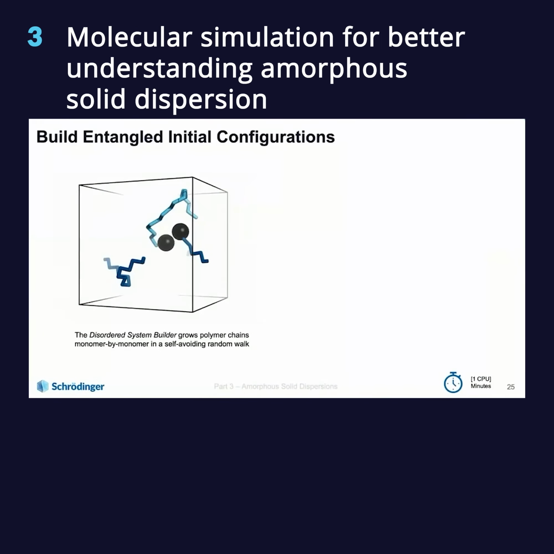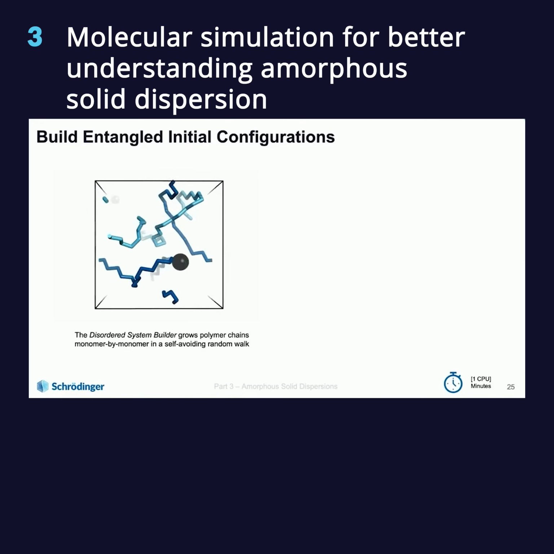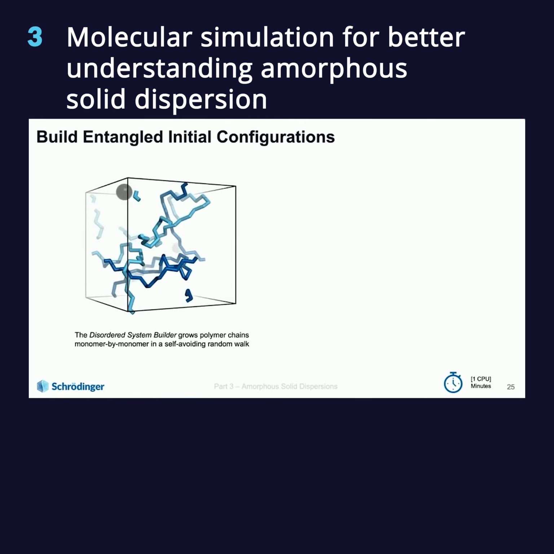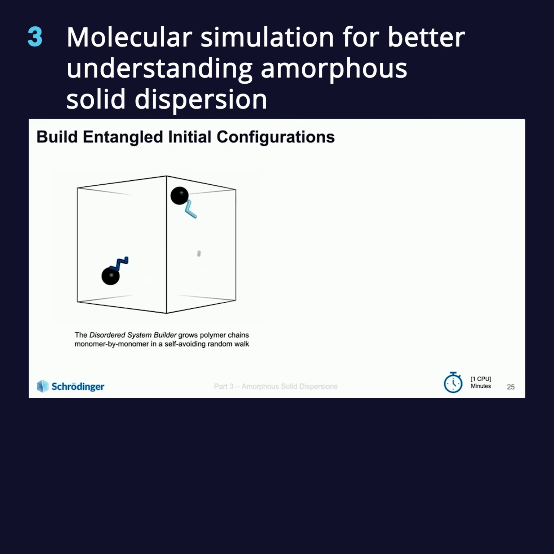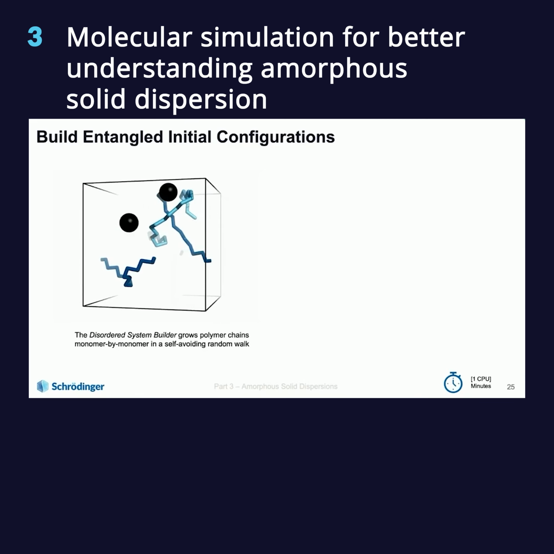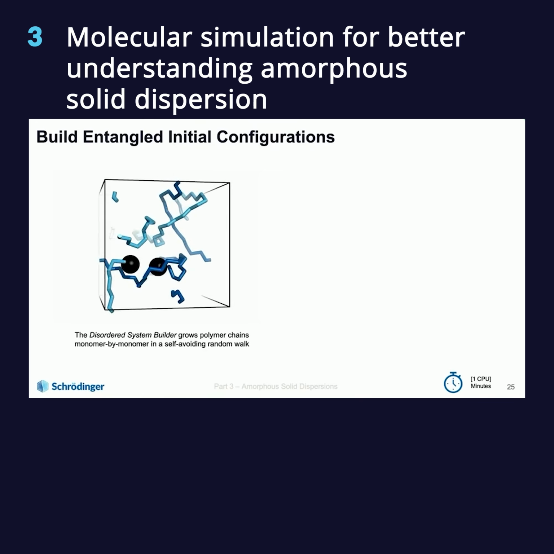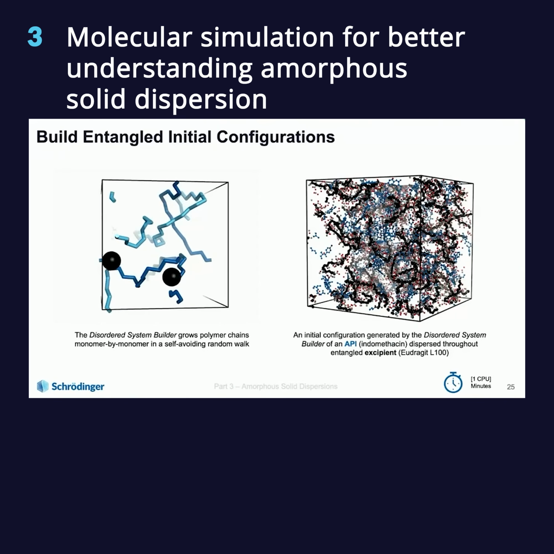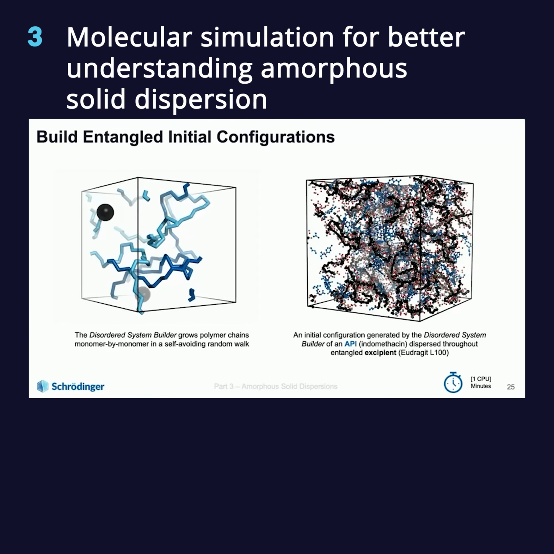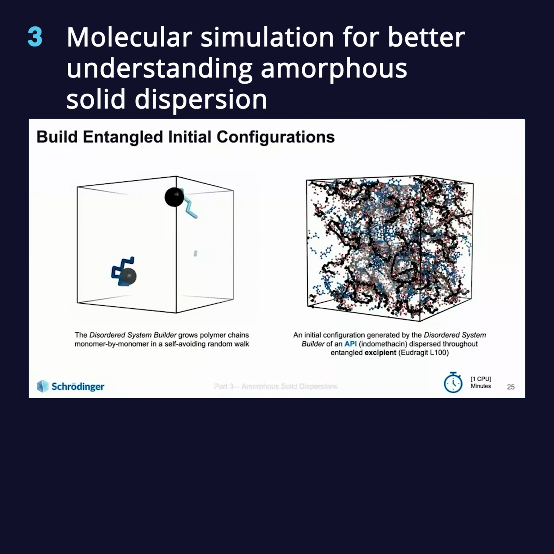Once you have a polymer, we need a way to build an actual simulation cell, which we'll use to run our final MD simulations. Our disordered system builder actually has some really powerful functionality in order to build polymer chains in a way that's initially very entangled, which is where you'd expect. So you can see you're really building a system that kind of matches the vision that we have of what an ASD looks like on a molecular level. And that's before we do any equilibration.